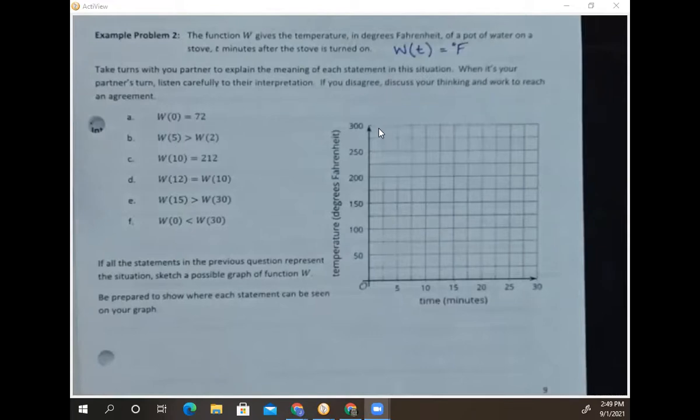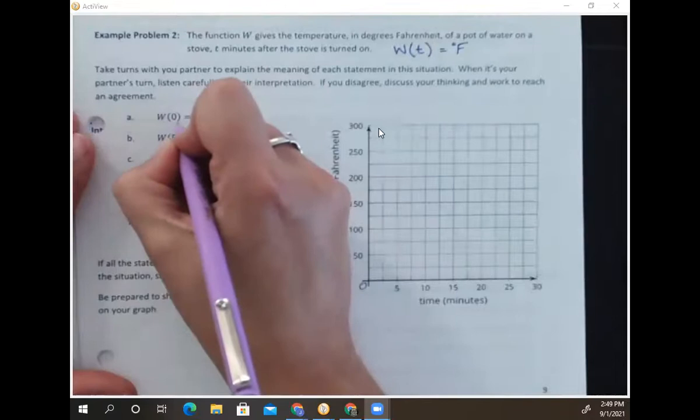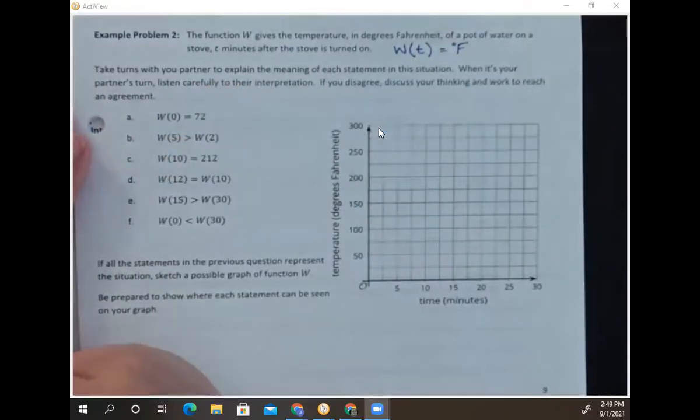We think 72. Why do you think 72? That's what temperature? It seems like maybe that's room temperature, right? Based on some other information we have here in the problem, but room temperature, whatever that happens to be, is where our water temperature should taper off to eventually. So let's take a look at the information that we have here. W of 0 equals 72.